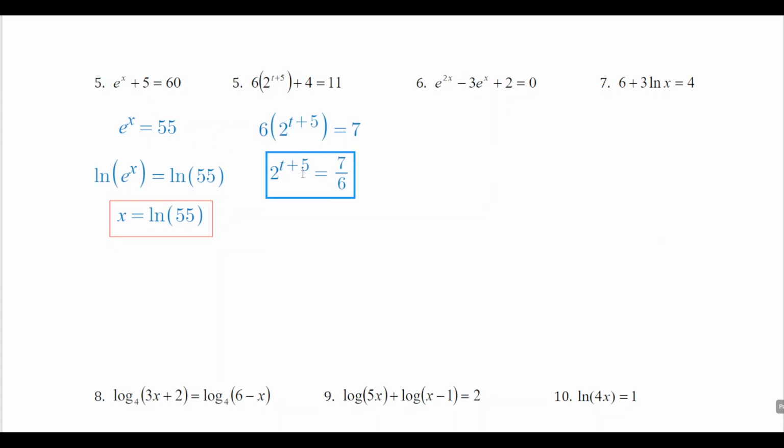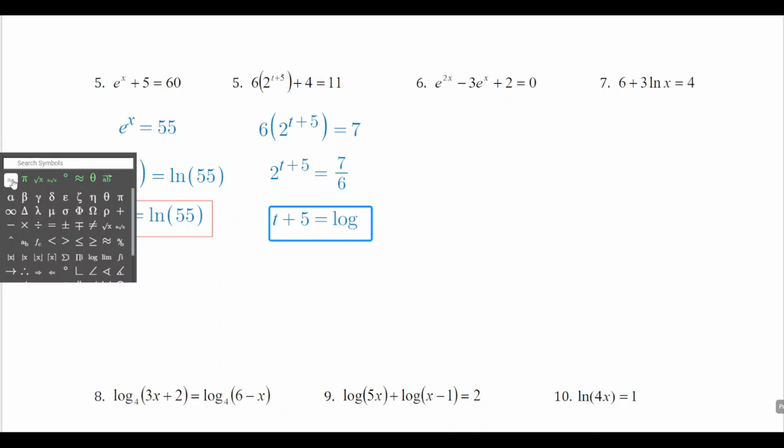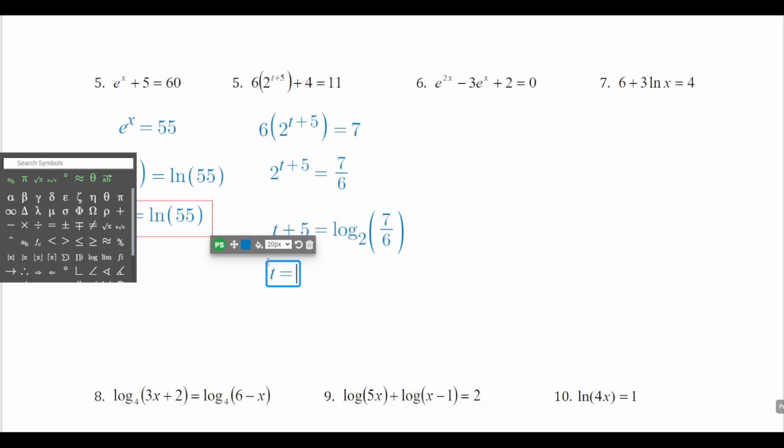Okay, so we're going to take log base 2 of both sides to get this by itself. Another way of thinking about it is just to rewrite it as a logarithmic equation. So we get t plus 5 equals log base 2 of 7/6, which I'm just going to leave like that. And then I'm going to subtract 5 from both sides. So I get t equals the log base 2 of 7/6 minus 5. And there's not really anything you can do about that. This is going to be irrational again. So I'm just going to leave my solution like that.